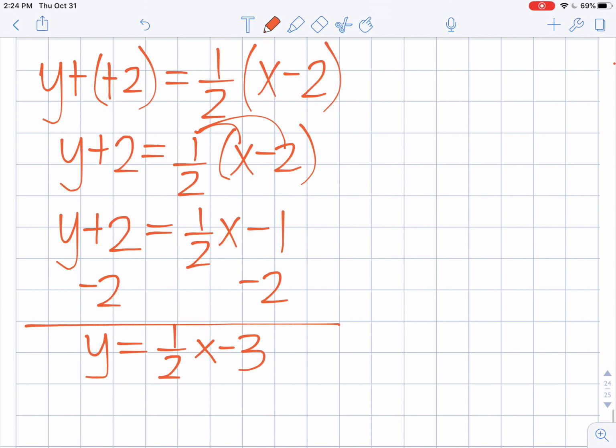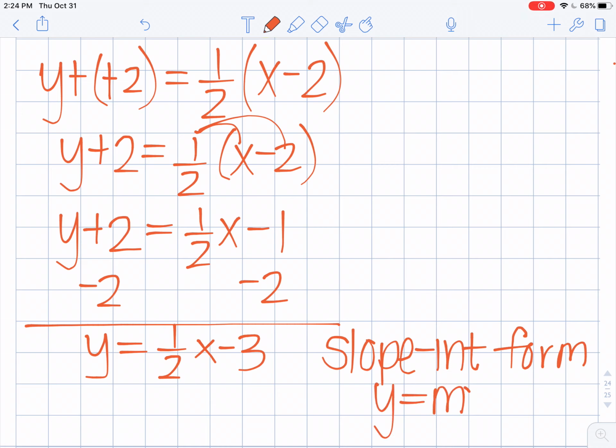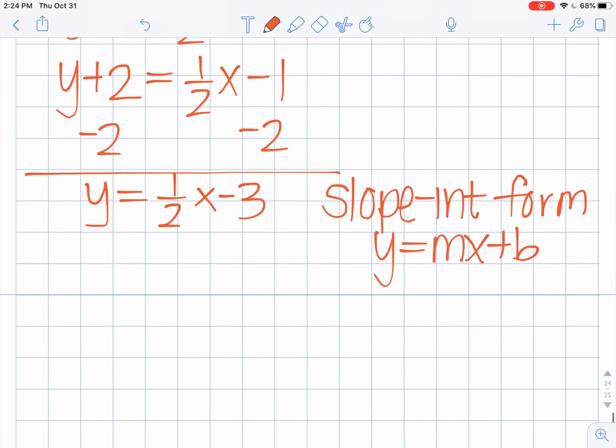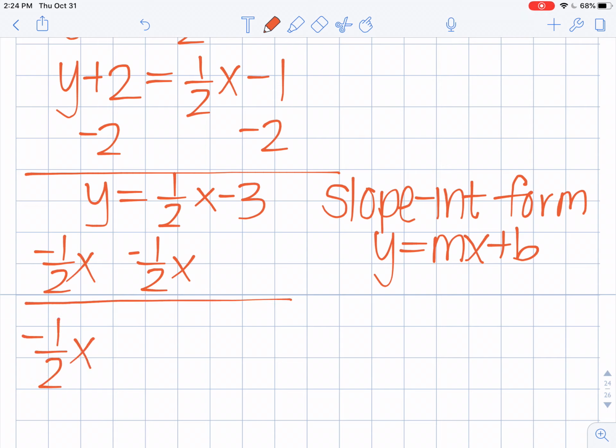Now, this would be my equation if I was in slope-intercept form, y equals mx plus b, but they want me to go one step further and write an equation in standard form. So, this is slope-intercept form, which again says y equals mx plus b. To write it in standard form, I have to get my x's and my y's on the same side. So I'm going to subtract 1/2 x from both sides. This gives me -1/2 x plus y is equal to -3.